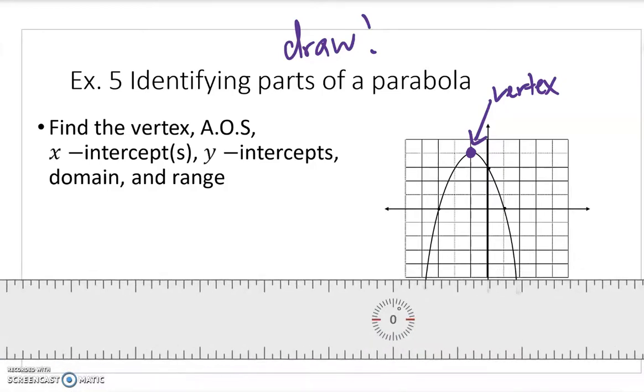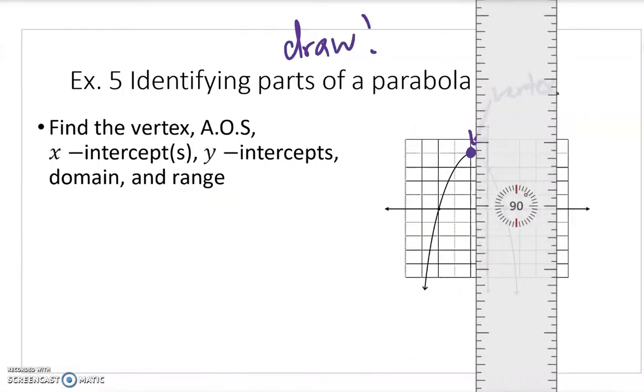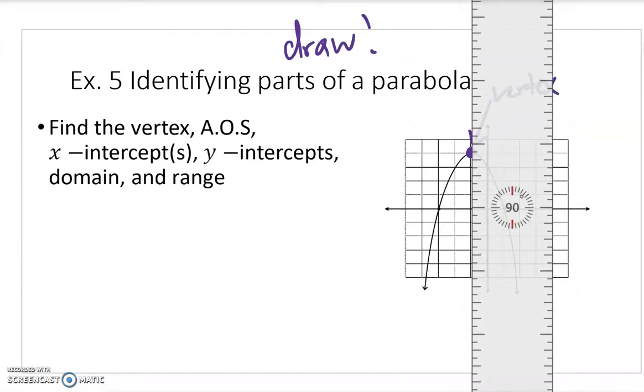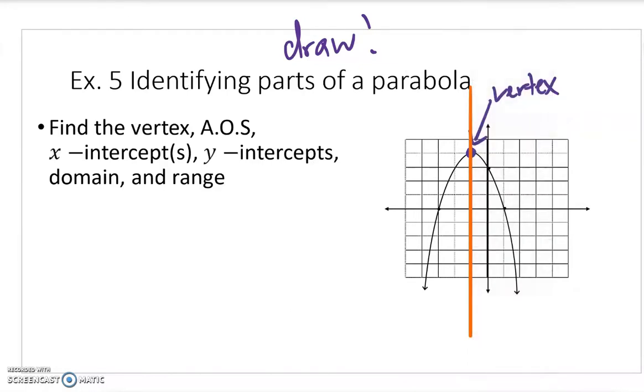Next is the axis of symmetry. The axis of symmetry is a vertical line which will always pass through the vertex. Like this line that I'm making right now is what we call the axis of symmetry line that creates symmetry. So let's label that AOS, axis of symmetry. Next are x-intercepts, simply where the graph crosses the x-axis. We have two of them in this case, here and there. Those are x-intercepts, two of them.